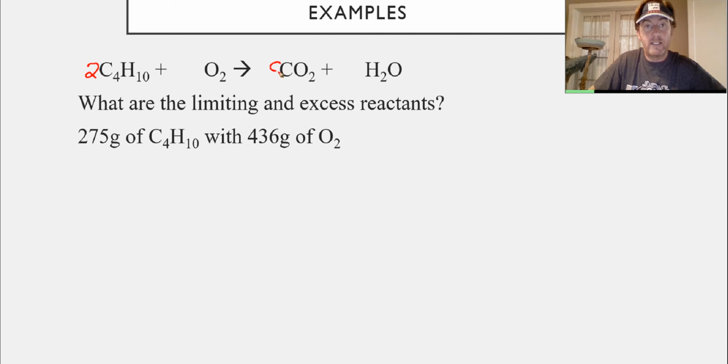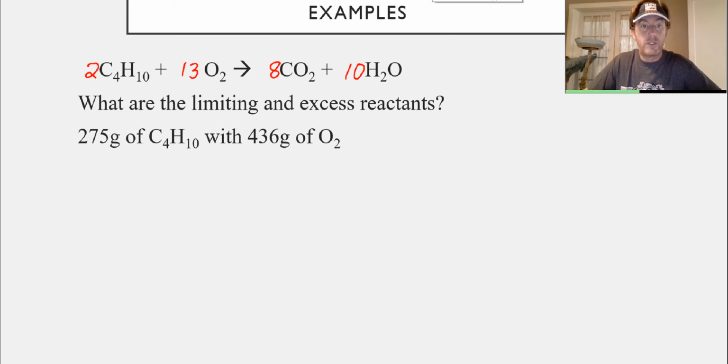That means I'll have 8 carbon. I'm going to save the oxygen till the end. I have 20 hydrogen, so I need a 10 there. So that gives me 10 oxygen from this, 16 from that. That's 26. Half of 26 is 13. So there's our balanced equation.